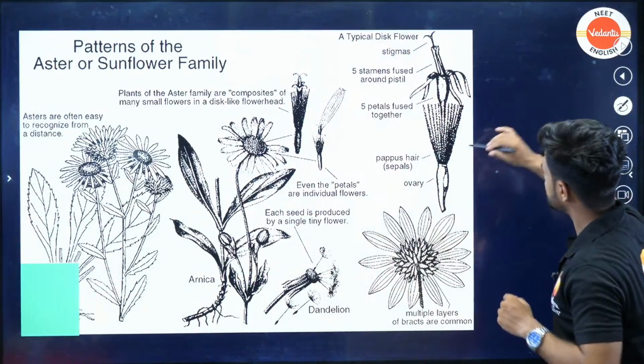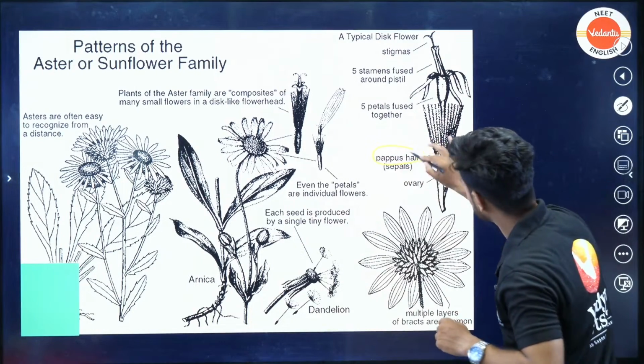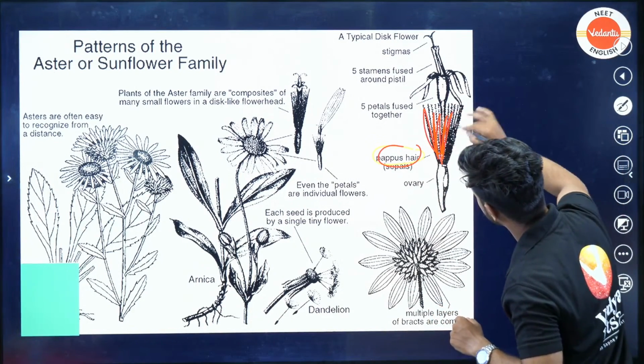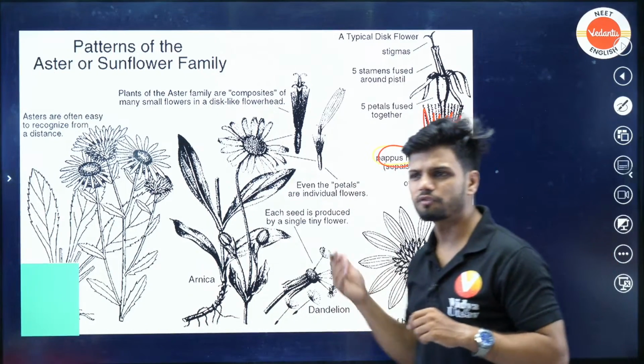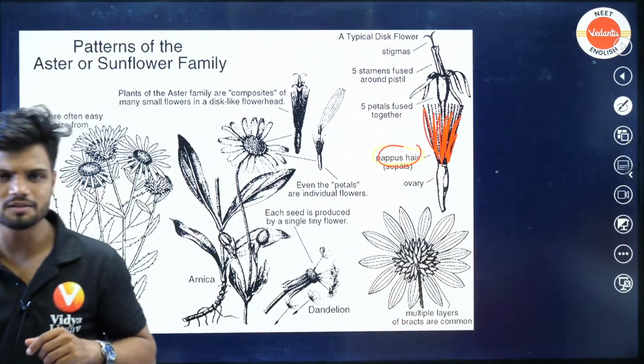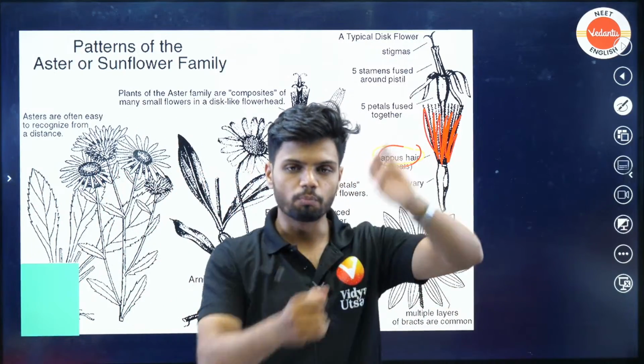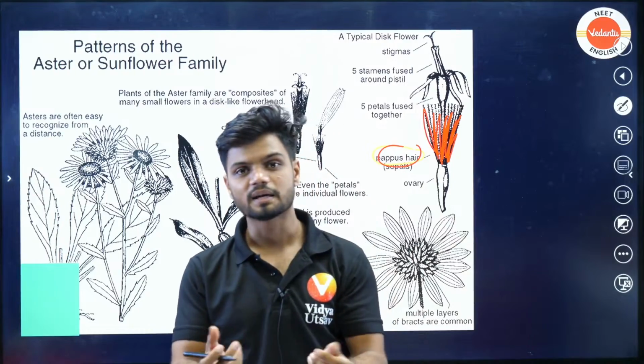Done. See, can you see? This is going to be your pappus hair, which is a bristle-like structure. You don't have to memorize this also. Just go take a sunflower and open it. You can see bristles there.